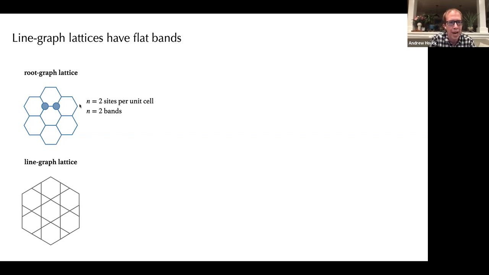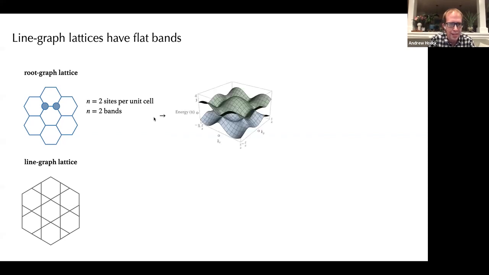So if you think about our root graph, it has some number of lattice sites per unit cell, in this case 2. That tells you the number of bands. And it has some degree, how many vertices each vertex is connected to. In the line graph, the number of edges is nd/2. It's the number of sites per unit cell times the degree over 2 because you double counted. And that tells you the number of bands, because every edge in your original unit cell becomes a point in your line graph unit cell.